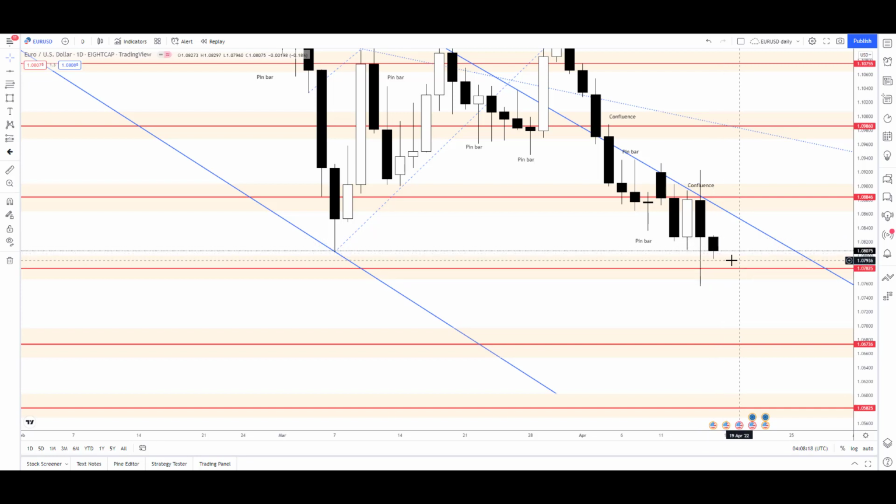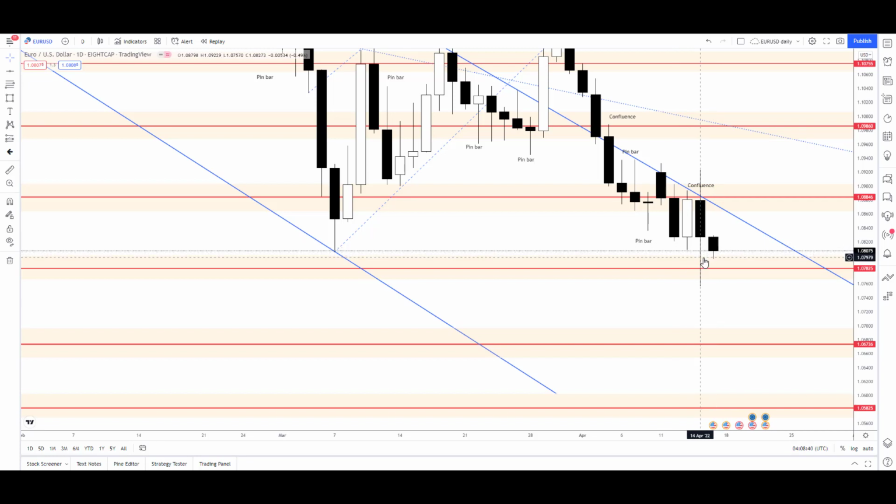What we can see here, the lowest level the price has reached was in the demand zone around this support level. So this means this support, which was a pretty strong support for the 3 days, was broken below, and that means we could see the price moving further down.